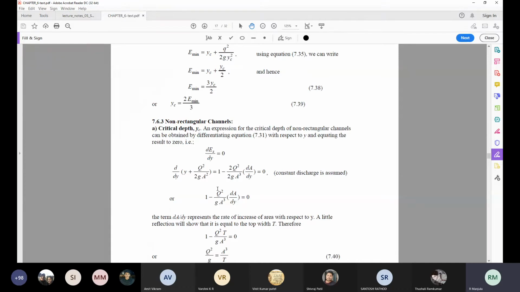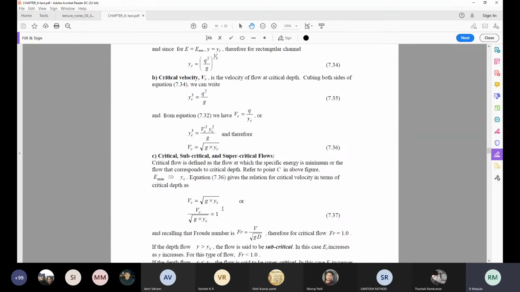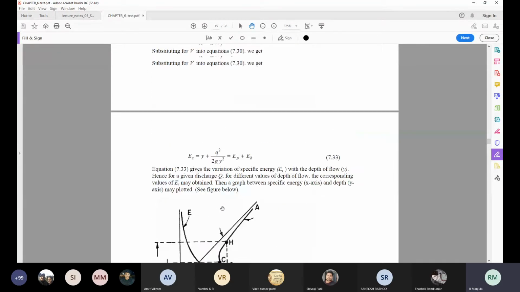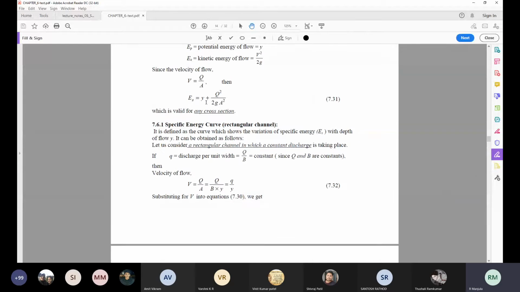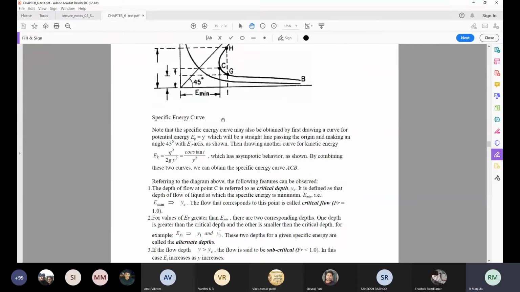Similarly, for a non-rectangular channel, the same thing you can equate, but you are differentiating with respect to the non-rectangular channel. So you are differentiating equation 7.31 with respect to y and equating the result to 0. dE by dy is equal to 0, or d by dy of y plus, again, the energy formula, y plus Q square by 2g A square, because Q by A is V, and V square by 2g. So Q square by 2g A square is nothing but your velocity head.